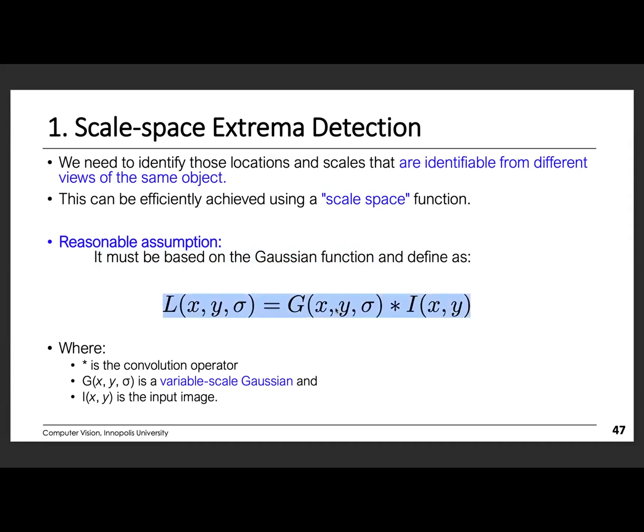So here, this is just a basic multiplication. This is the convolution operation. This is the variable scale Gaussian, so it depends on the sigma in here. And this is the input image.